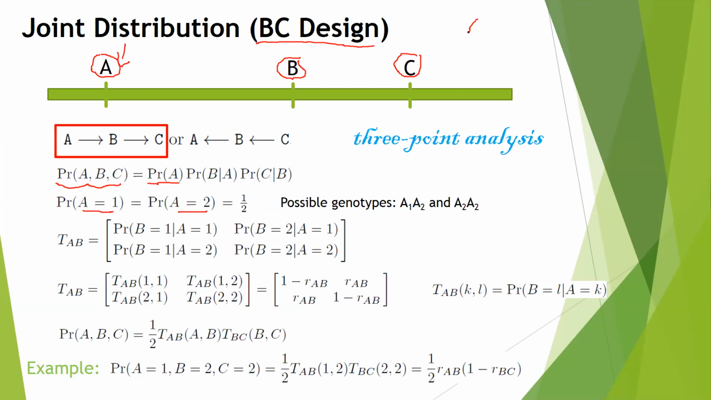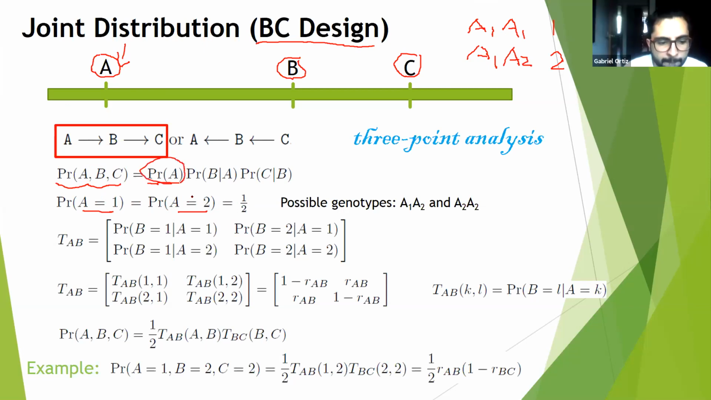So we define A1A1 as one, and we define A1A2 as two. And they have equal chance. So that's why the probability of A equals 1 and the probability of A equals 2 are equal, and both are equal to 1/2. That's why we put the absolute probability for A here.